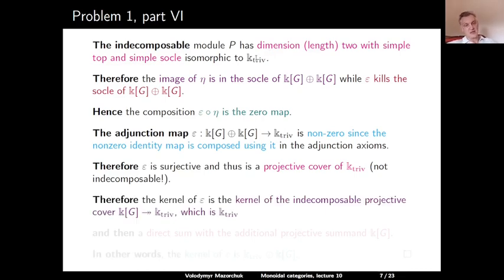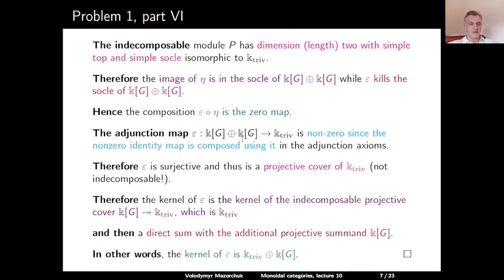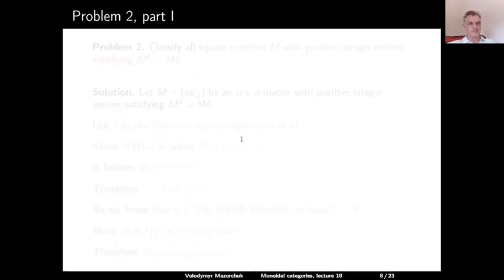cover. So the kernel of this map will be the direct sum of the kernel of the indecomposable projective cover of the trivial module and the additional projective module in our projective cover here. In other words, the kernel of epsilon as a G module is a direct sum of the regular G module and the trivial G module. And this completes problem 1.